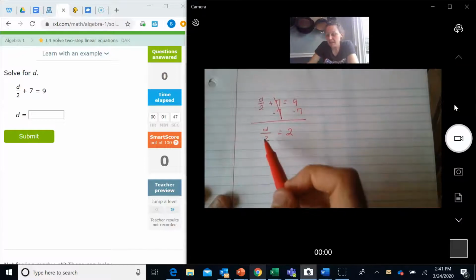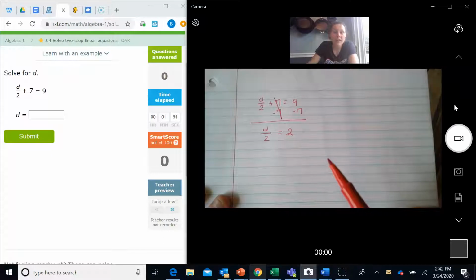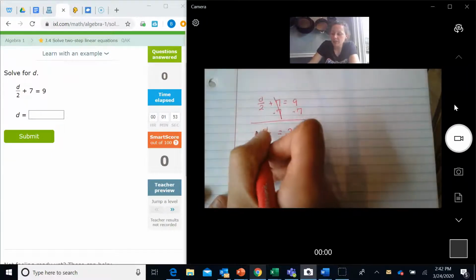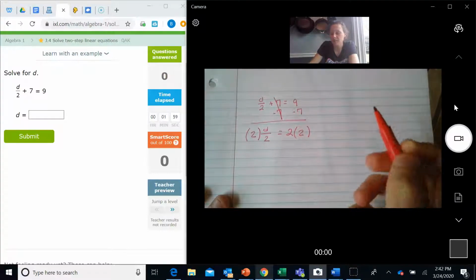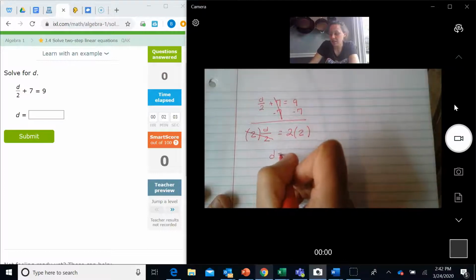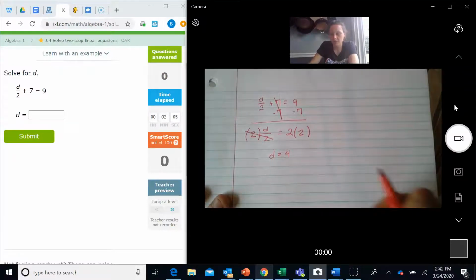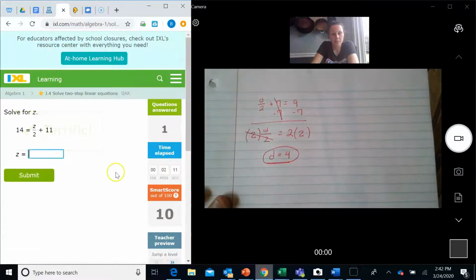So now I need to get D by itself, and I've got a division problem. I know the opposite of division is multiplication. So I'm going to multiply both sides by 2 because what I do to one side I have to do to the other. D's cancel out. I get D is equal to 4. Look at IXL. Move forward.